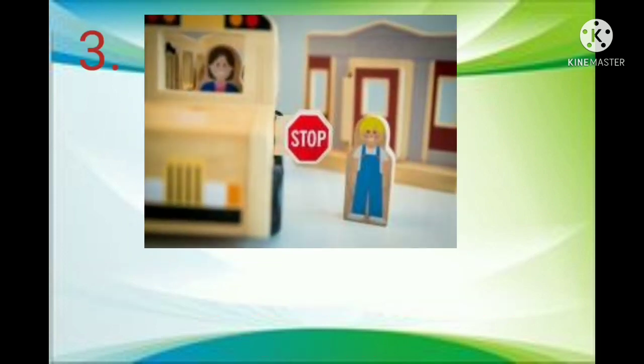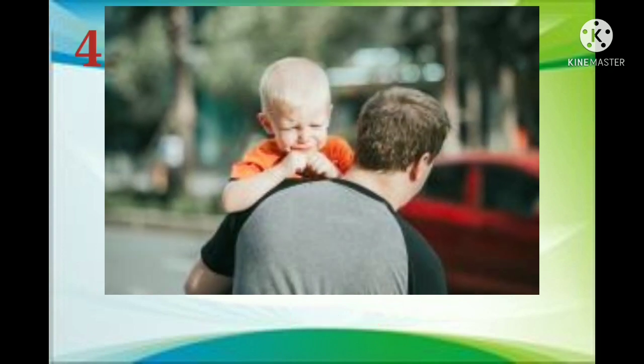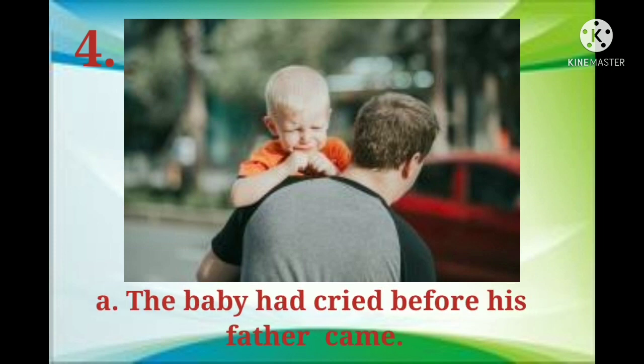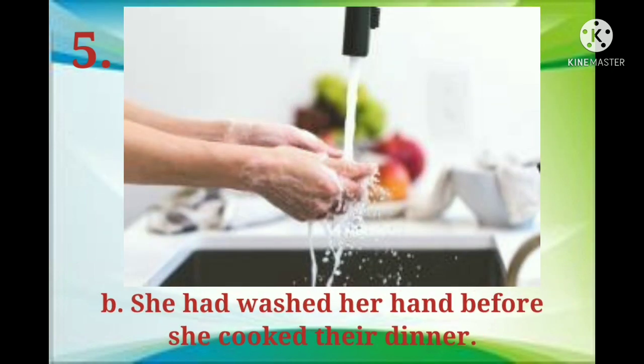How about this picture in number 3? The letter of the correct answer is letter E. And the sentence is, when John arrived at the bus stop, the bus had already left. Number 4. Here is the picture. And the answer is letter A. The baby had cried before his father came. Picture number 5. Which sentence do you think indicates the actions in this picture? Letter B. She had washed her hand before she cooked their dinner.